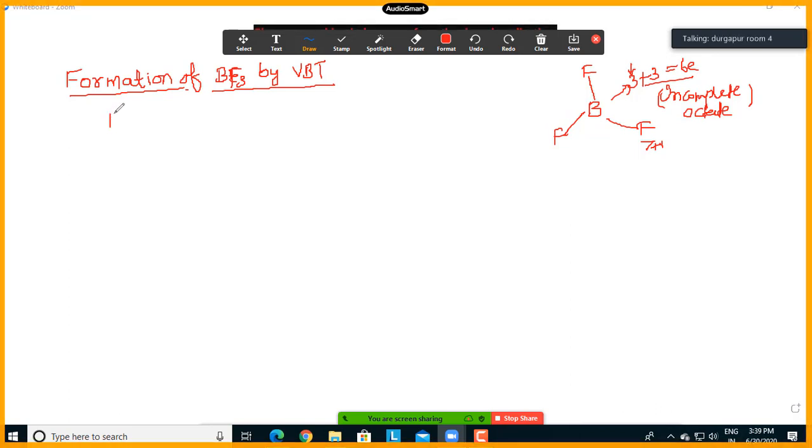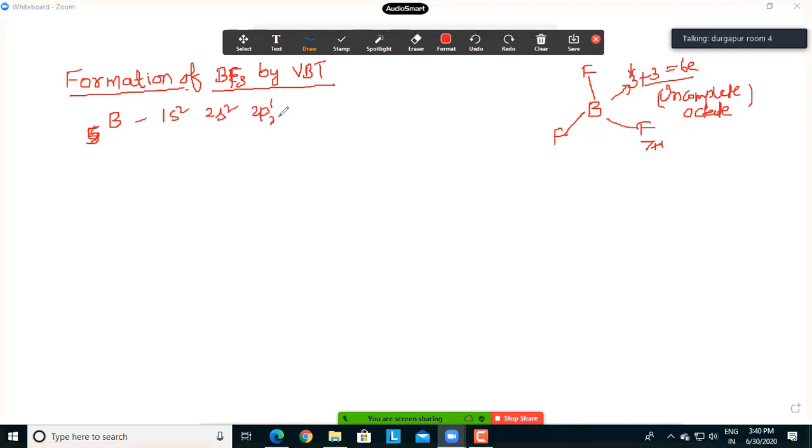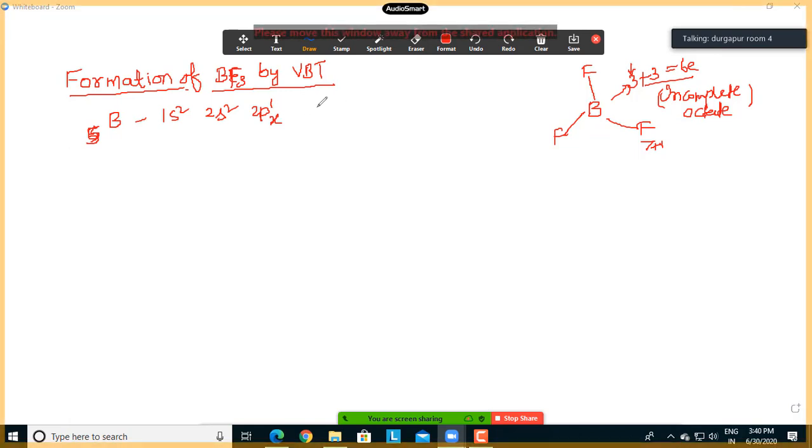Suppose we are taking boron. Atomic number is 5. Electronic configuration you can write 1s2, 2s2, 2p1. So in ground state, boron is having only one unpaired electron. 2s2 is paired. So this is in ground state.